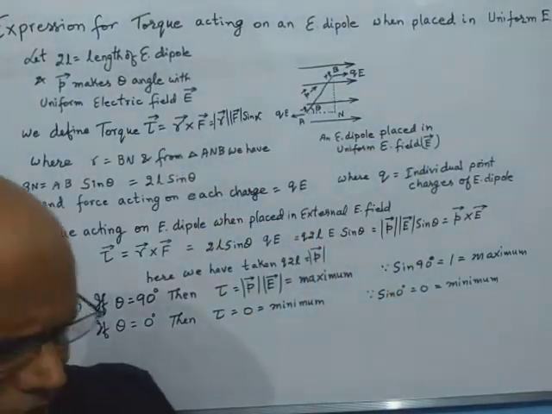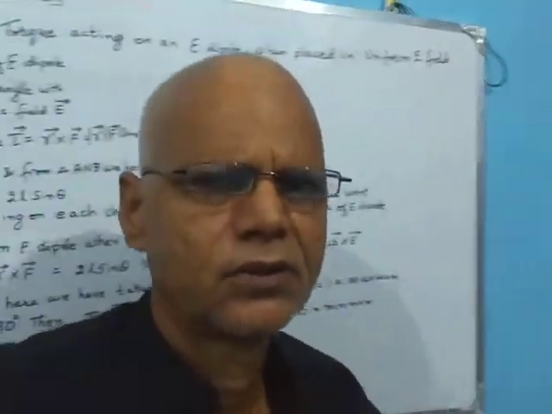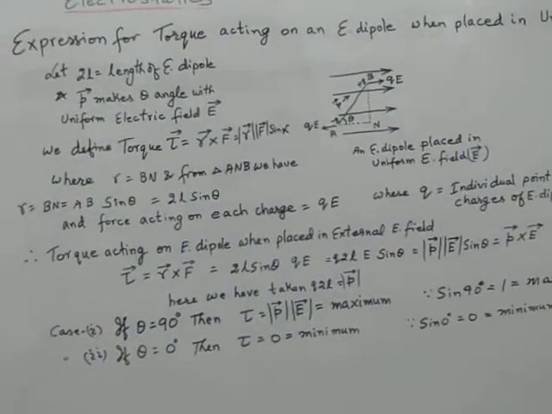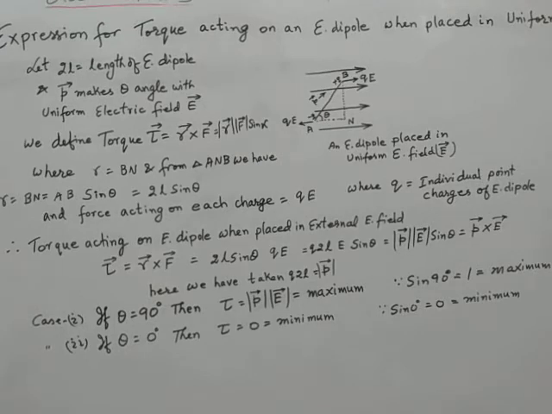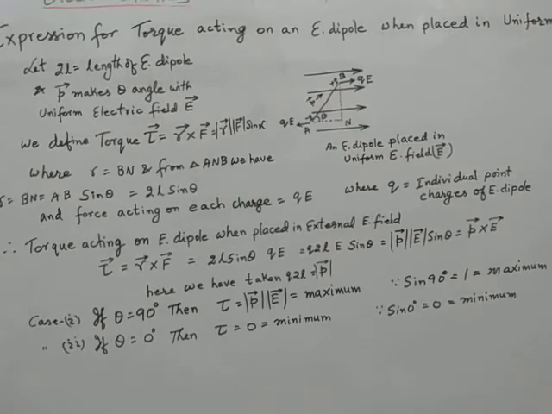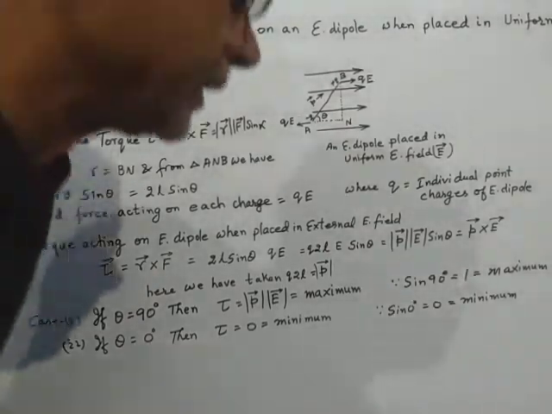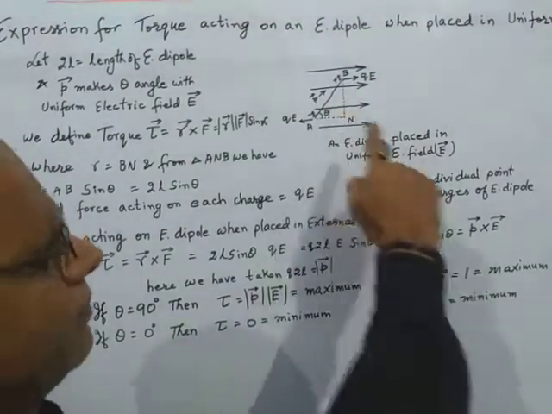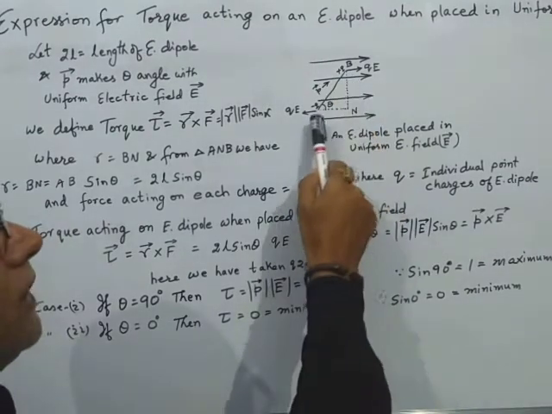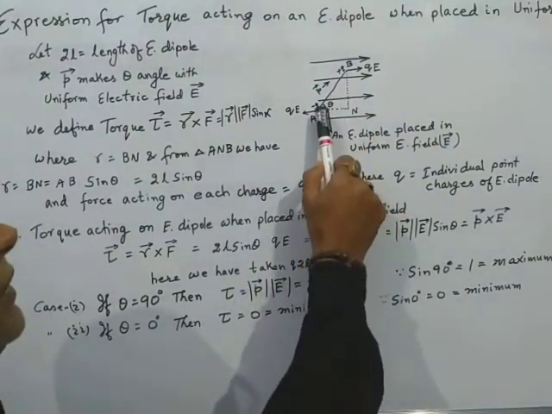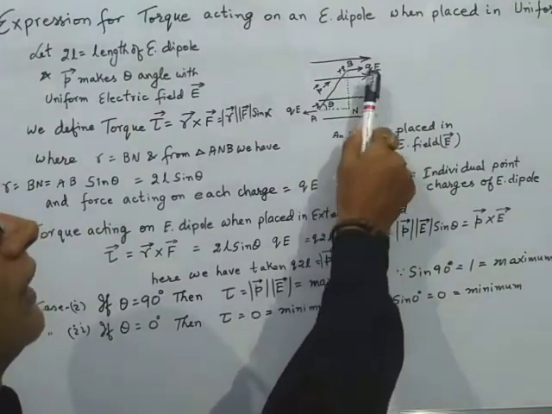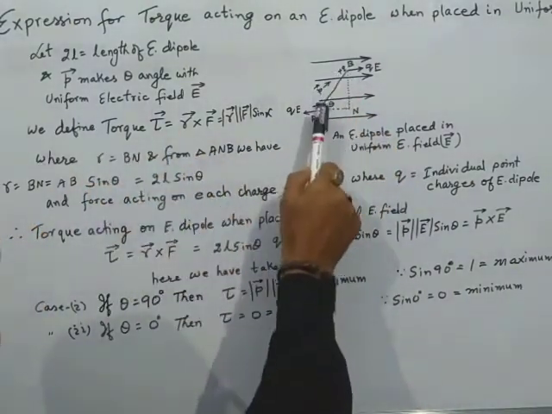Now here we are considering the case. You see, we have an electric field, and in that electric field we are placing an electric dipole, which has charges plus q and minus q, the magnitudes are the same, q, and the length of the electric dipole is considered to be 2L.